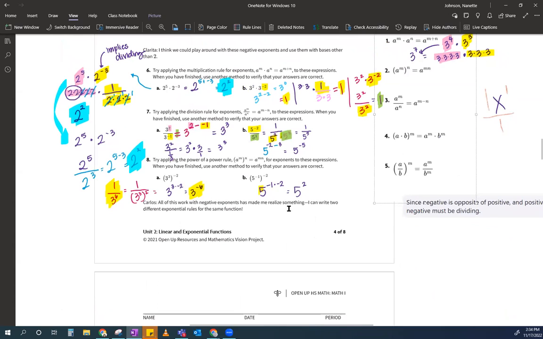So looking here, what is Carlos talking about? All of this work with negative exponents has me realizing something. I could write 2 different exponential rules for the same function. Where do you see 2 different exponential expressions that have the same value? Remember, this is me saying a $20 bill and 2 $10 bills. Where do you see that here?